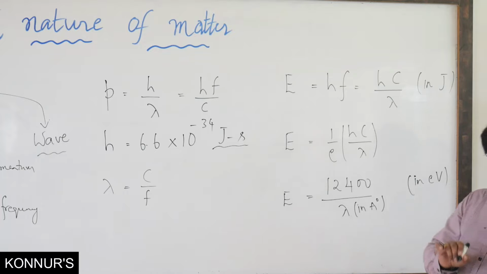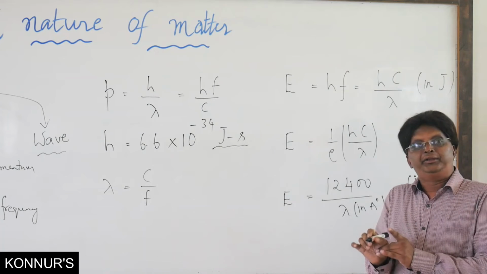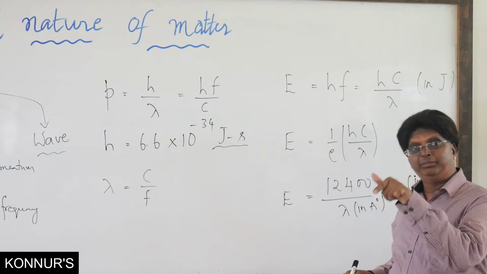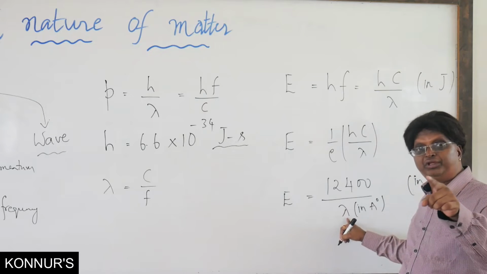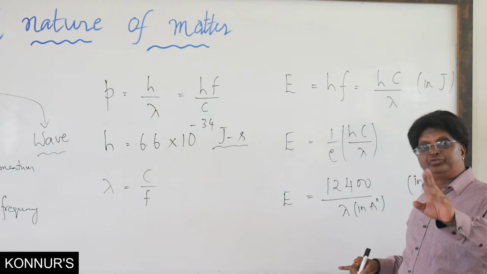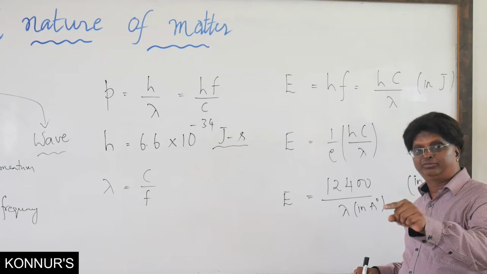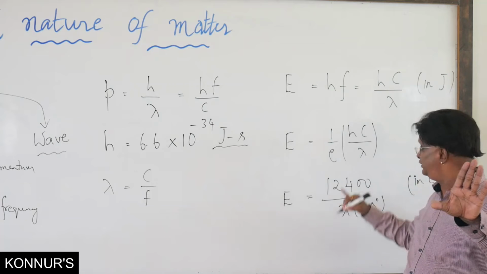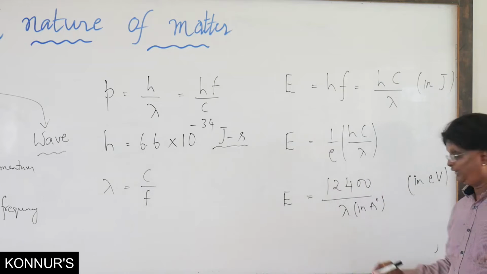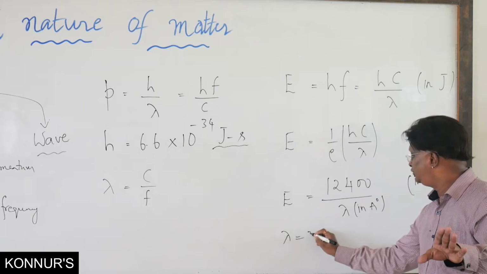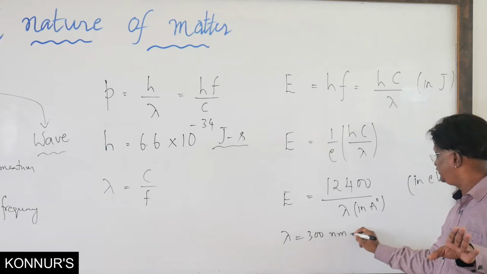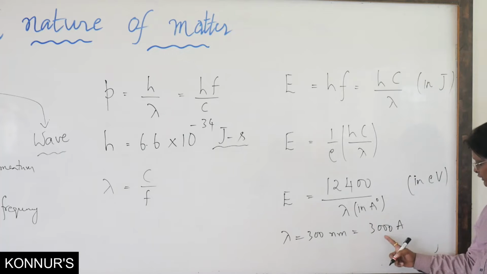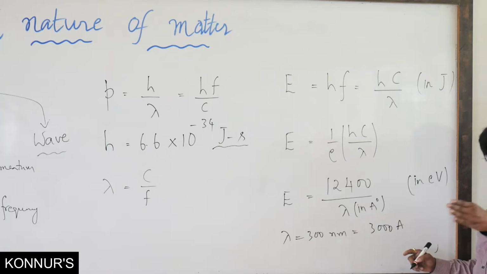Supposing it is said lambda is equal to 300 nanometer, generally it means 300 into 10 raised to minus 9 meter. Lambda, we don't substitute that 300 into 10 power minus 9. 300 nanometer means 3000 angstrom, 3000 into 10 raised to minus 10. All you have taken is that minus 10 in this. Therefore, if I say lambda is equal to 300 nanometer, this is nothing but 3000 angstrom, with 10 power minus 10 for angstrom.